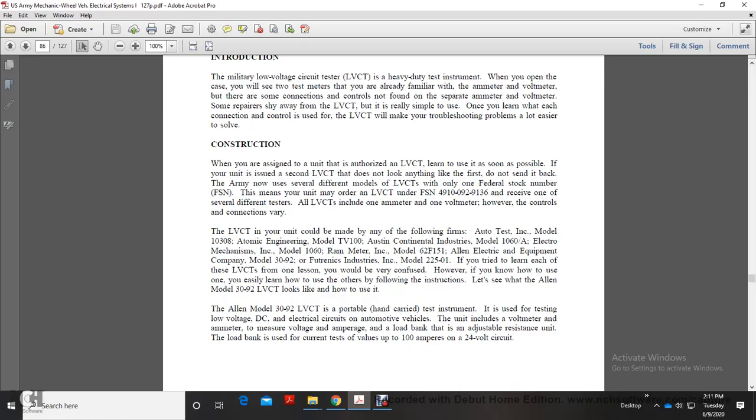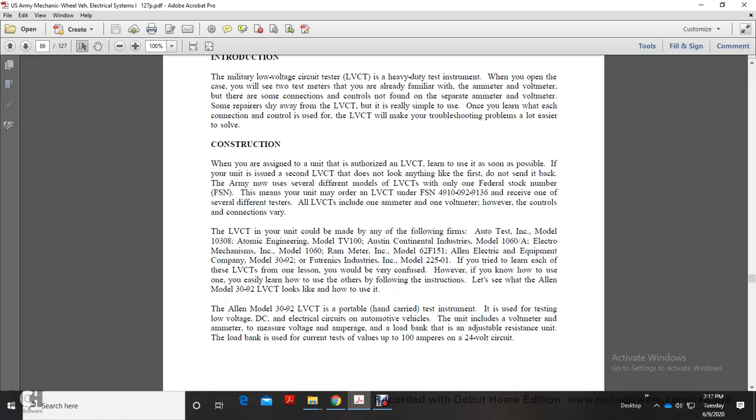Low voltage circuit testers in your unit can be made by the following firms: Auto Test, Allen, and Sun Electric, and it goes through several more. If you tried to learn each of the low voltage circuit testers in one lesson, you would be very confused. However, if you know how to use one, you can easily learn how to use the others. Let's see what the Allen Model 3092 low voltage circuit tester looks like and how it is used.